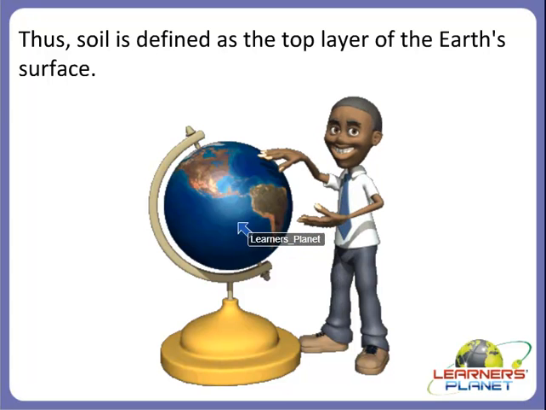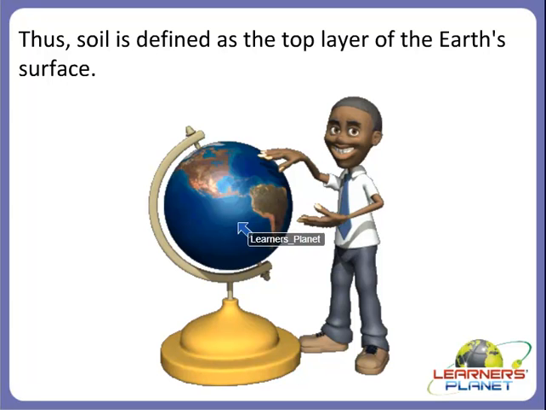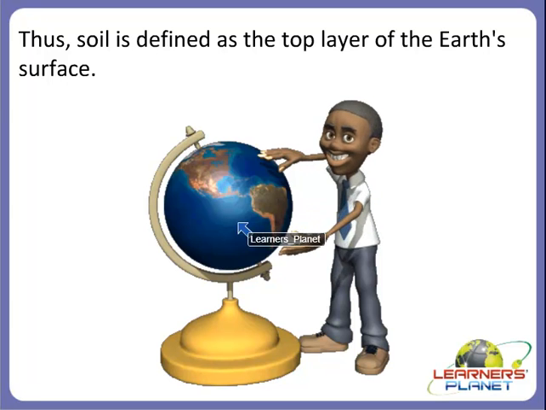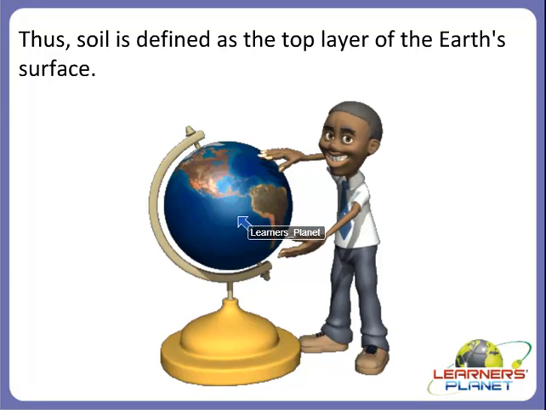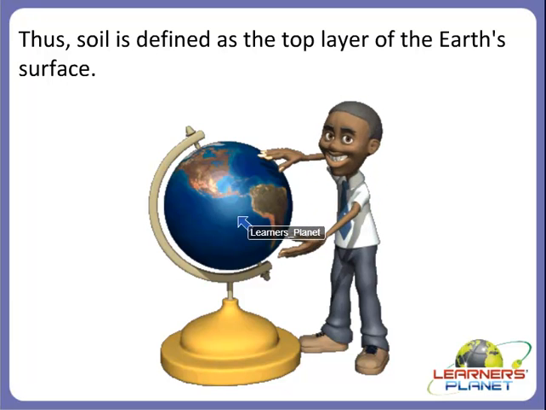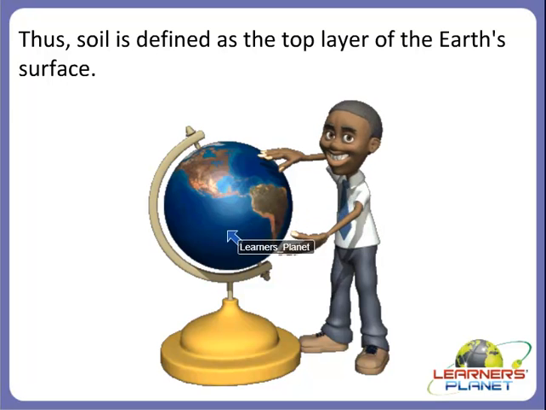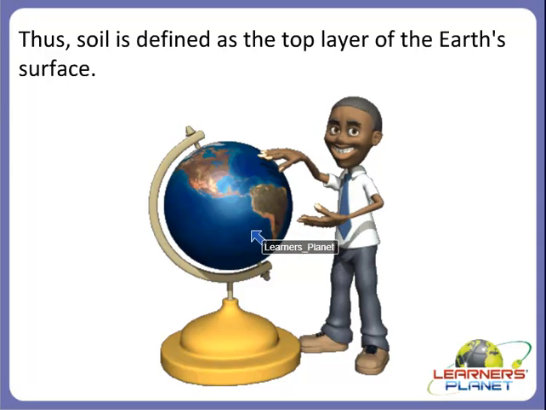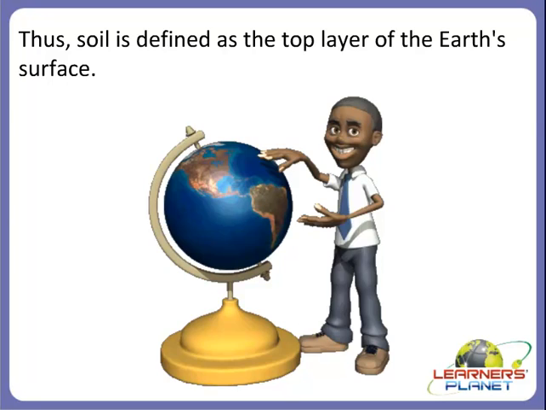Right? So we can say that soil is defined as the top layer of the earth's surface, which consists of sand, organic matter. What is organic matter? Dead plants and animals, and minerals with some amount of water and air in it. Right? So in this way, soil is formed.